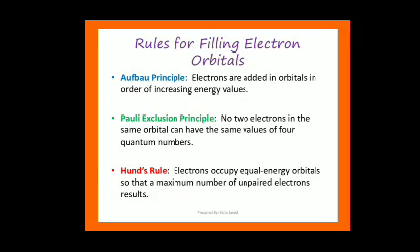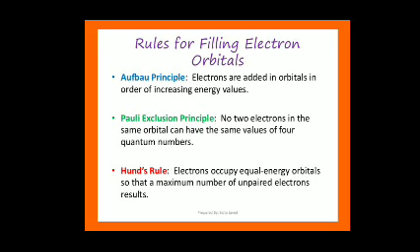Third one, Hund's rule. Electrons occupy equal energy orbitals. Equal energy orbital means degenerate orbitals. What is degenerate? Orbitals having the same energy are called degenerate orbitals.